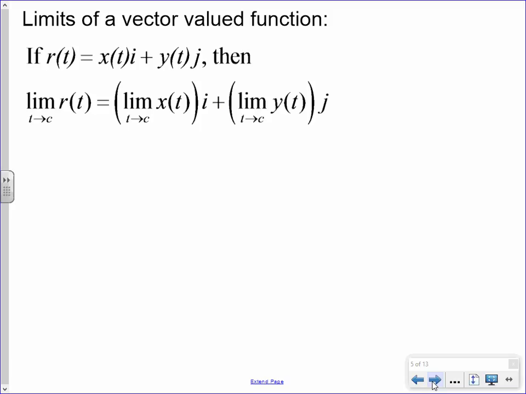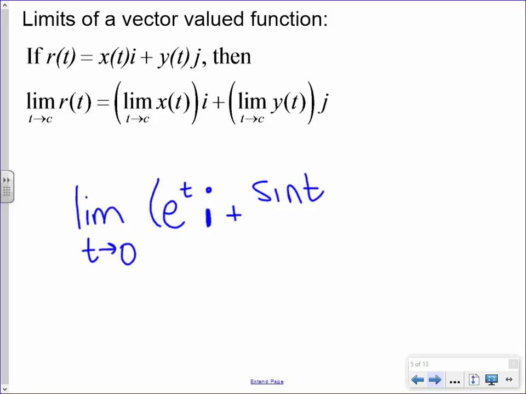So, for example, if I asked for the limit as t approaches 0 of e to the t i plus sine of t over t, okay, we're going to take the limit of these two functions separately. So, Sammy, what is the limit as t approaches 0 of e to the t?